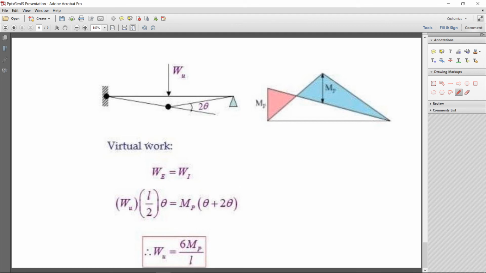Now by virtual work, external work done is equal to internal work done. External work done is W into, if this length is L by 2, L by 2 into theta. Now for internal work done, the hinges will form at this location, so that is theta and that is 2 theta, so total will be 3 theta. Just by simplification, W is equal to 6 Mp over L. So that's how you calculate the collapse load in different beams.